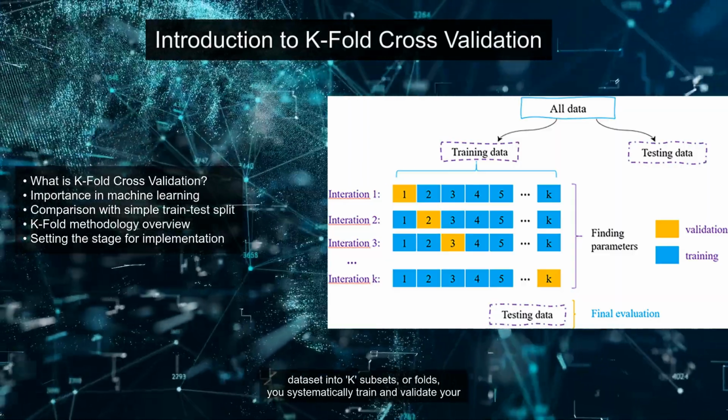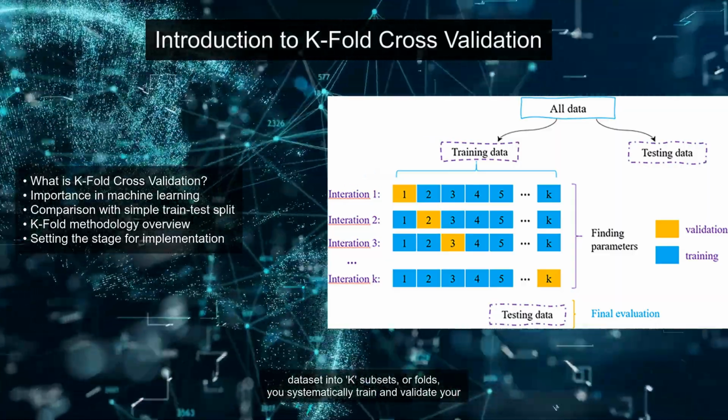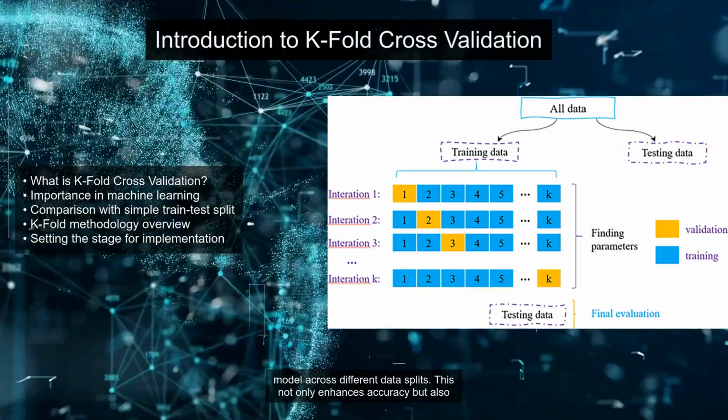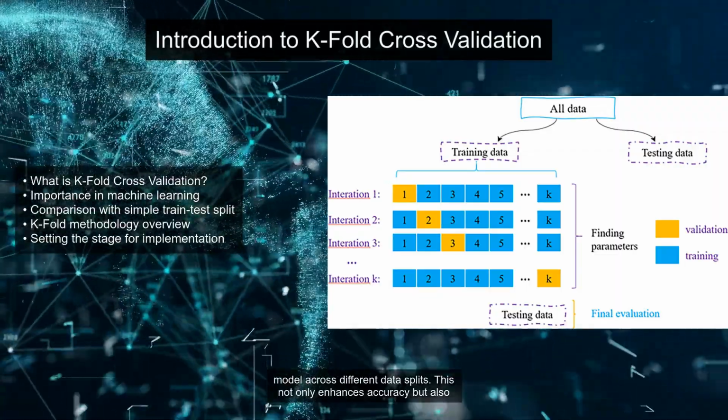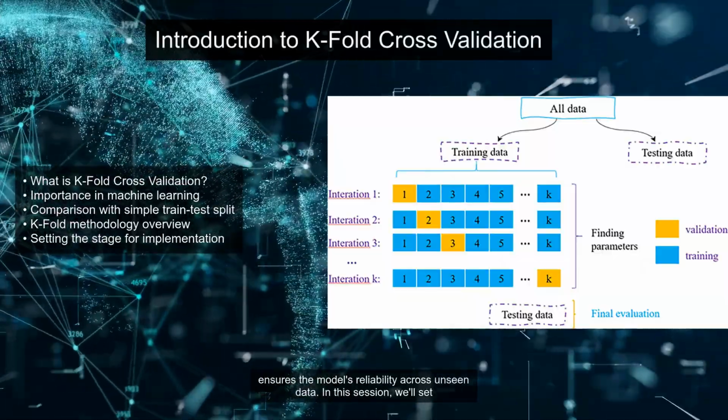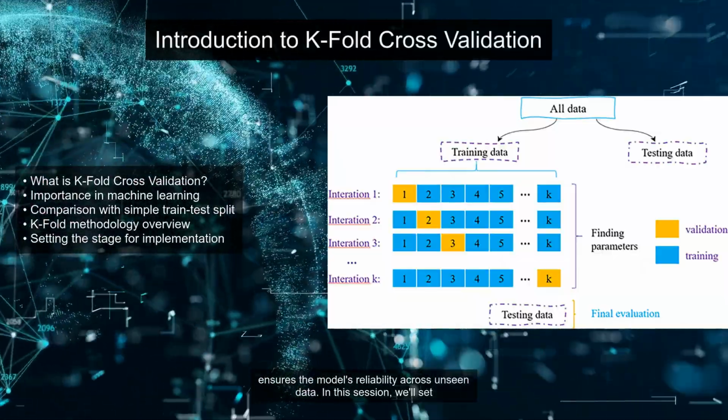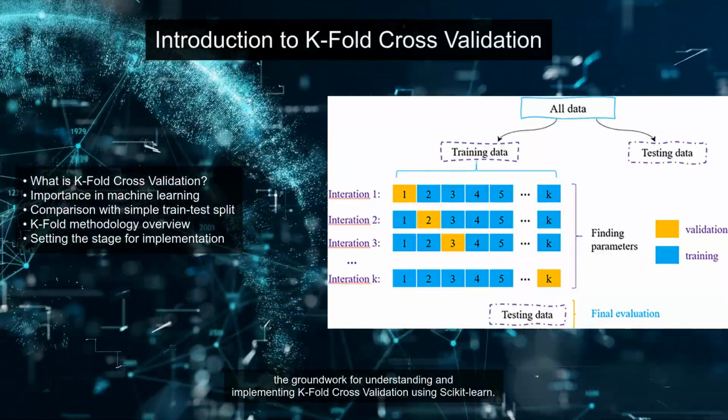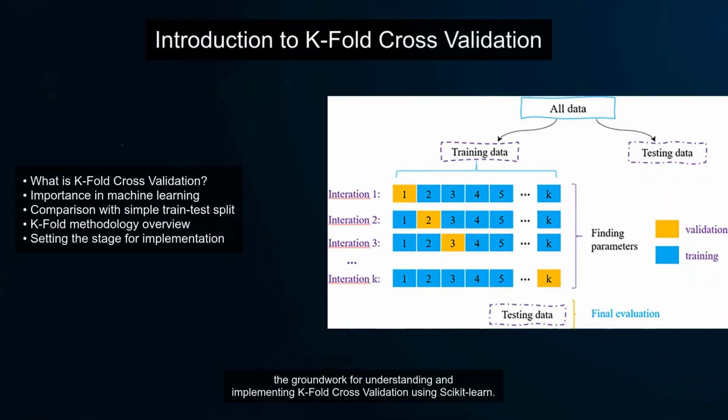By dividing your dataset into k-subsets, or folds, you systematically train and validate your model across different data splits. This not only enhances accuracy but also ensures the model's reliability across unseen data. In this session, we'll set the groundwork for understanding and implementing k-fold cross-validation using Scikit-learn.